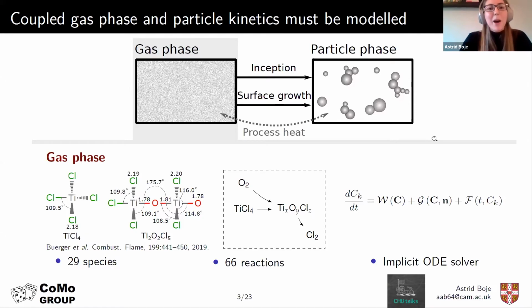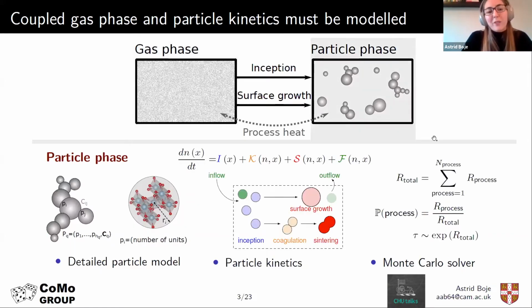On the particle side of things, we really want to be able to describe this complex particle structure that develops in the reactor. So we use a detailed particle model, and this is shown schematically on the left-hand side of my slide. So we track the primary particles, which are the small particles that are formed when gas phase molecules collide. And then we also track how these particles stick together and overlap into each other over time in the reactor.